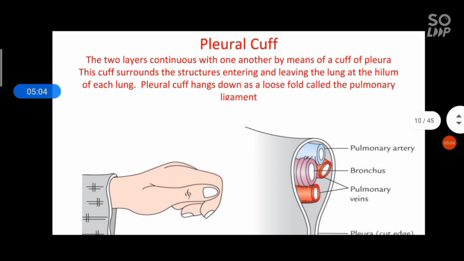The next is the pleural cuff. The two layers become continuous with one another by means of the cuff of the pleura. This cuff surrounds the structures entering and leaving the lung at the hilum. The pleural cuff hangs down as a loose fold called the pulmonary ligament.